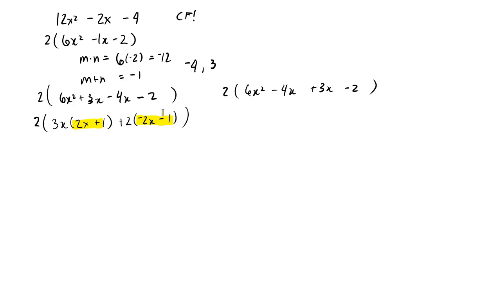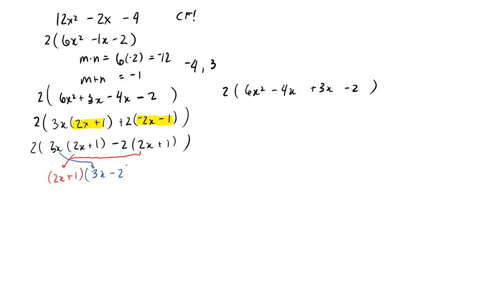And I said earlier, you have to make them so they're the same. So really what you have to do is rewrite this. So that part is fine. But instead of going plus 2, I'm going to go minus 2. And that'll make this a 2x plus 1. And now we can see we have a common factor. So my common factor is 2x plus 1. And that leaves me with factoring out a 3x minus a 2. And there we go. So that works.